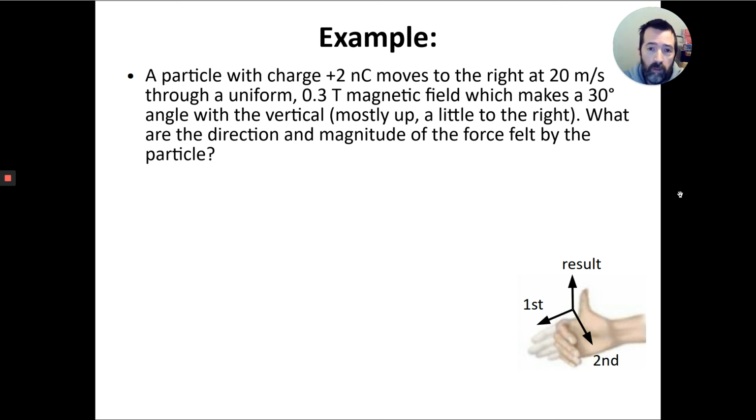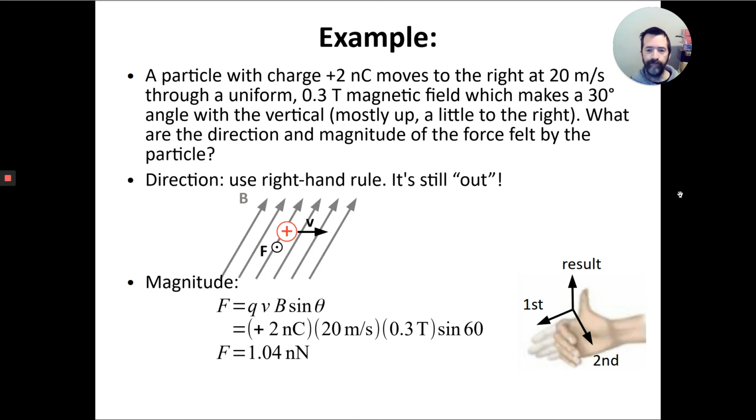But the magnitude of the force will be different this time because the angle has changed. Remember, because of that sine theta, we get the most force when the two input vectors, the velocity and the field, are perpendicular. But now they're not perpendicular anymore. So the answer to this example should be smaller than the answer that I got in the first example. So here's a diagram version for the directions. Again, the velocity vector points right, but this time the magnetic field is on an angle.